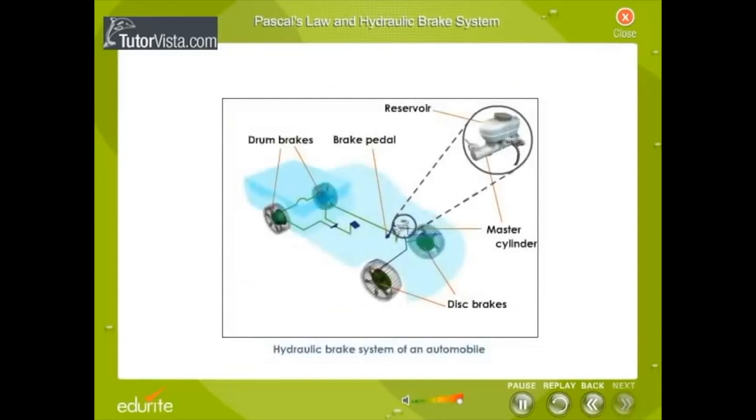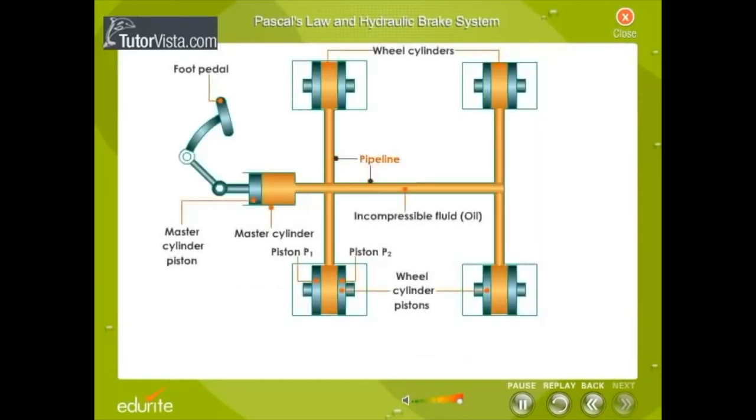Here you can see the hydraulic brake system of an automobile. It consists of a pipeline containing fluid, one end of which is connected to the master cylinder fitted with a piston attached to the foot pedal. The other end of the pipeline is connected to the wheel cylinder having two pistons, P1 and P2, attached to the brake shoes.